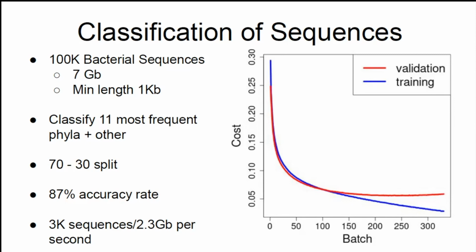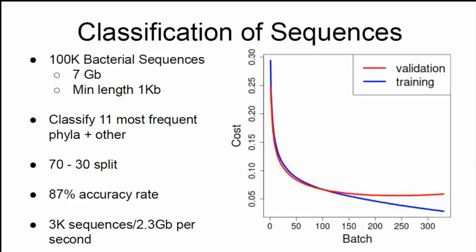To test this first, we grabbed 100,000 bacterial sequences from RefSeq, which represent around 7 gigabases of sequence, with a minimum length of one kilobase. Then we classify them in 12 groups: the 11 most frequent phyla plus the rest. Because what happens with RefSeq is that not all phyla are equally represented. There is a bunch of proteobacteria, but very little of other phyla that are of less interest. And this data set was split 70% for training, 30% for validating that training.